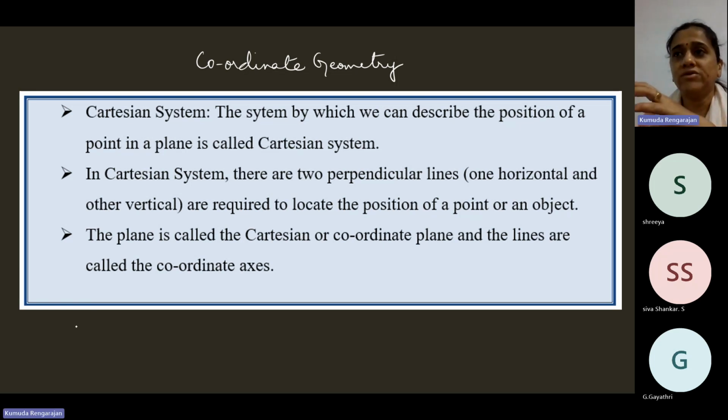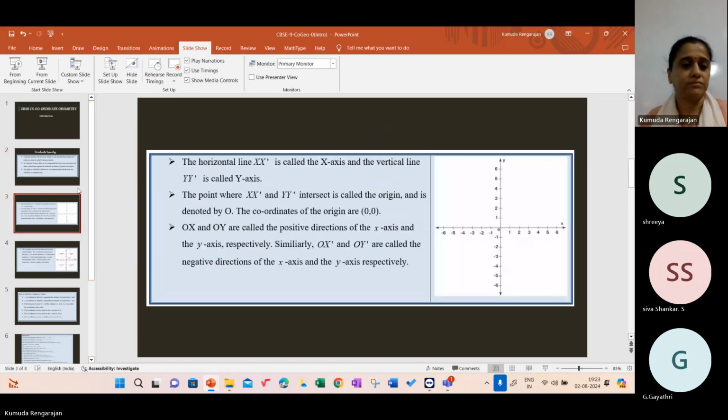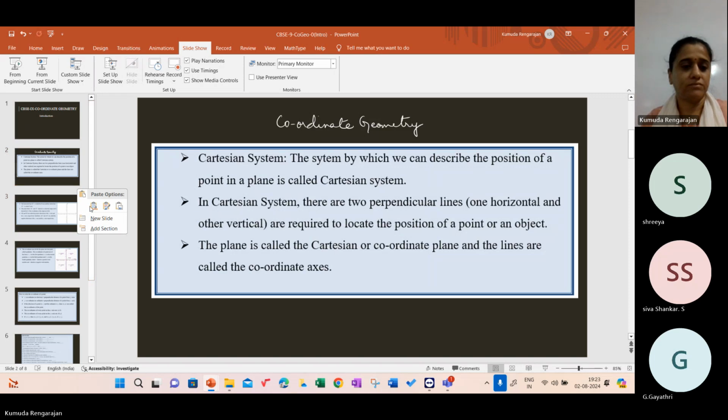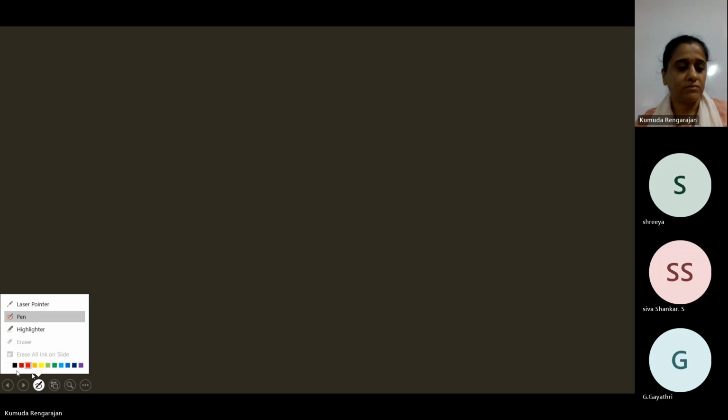So, coordinate geometry or the Cartesian system is used to describe the position of a point in a plane. Now, how do we receive postal communication?